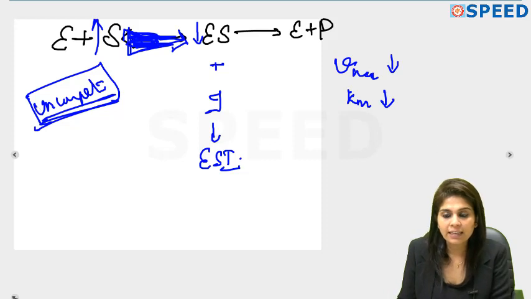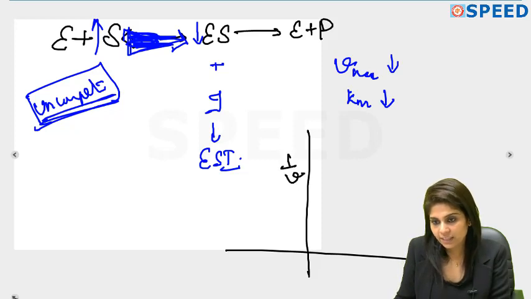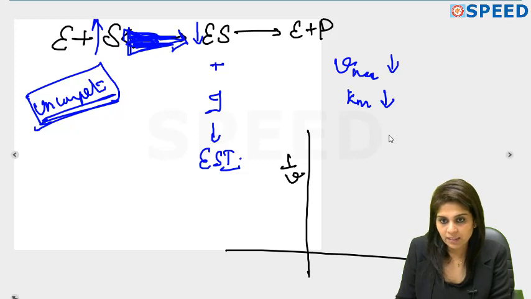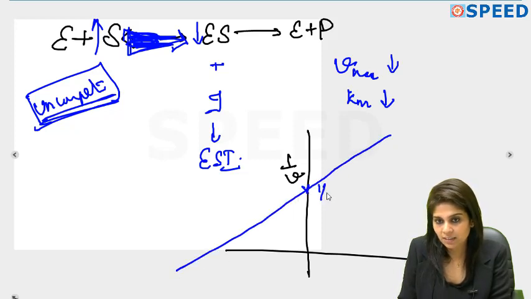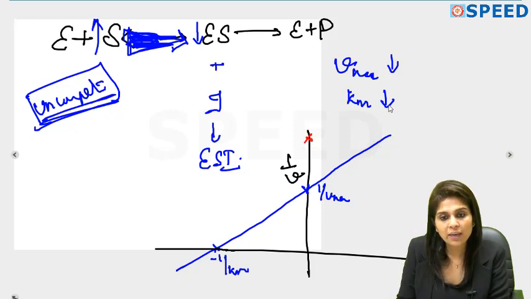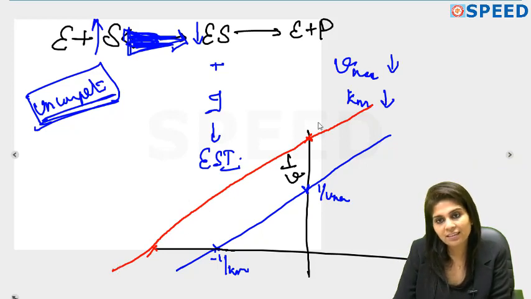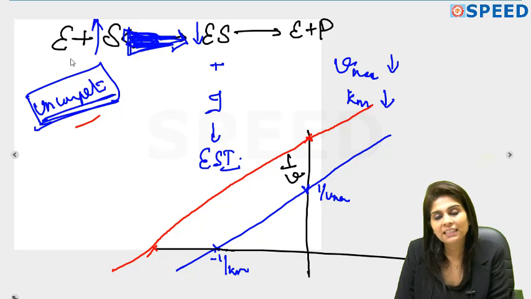So, what happens when you draw a Lineweaver Burke plot? 1 by V along y-axis, 1 by S along x-axis, you get a straight line. That line cuts the y-axis at 1 by Vmax. It cuts the x-axis at minus 1 by Km. And if it's an uncompetitive inhibitor, because Vmax is reduced, 1 by Vmax will be increased. Km is reduced, so 1 by Km will be increased. So, the line will be parallelly shifted above. So, if you find parallelly shifted lines, it means it's an uncompetitive inhibitor.